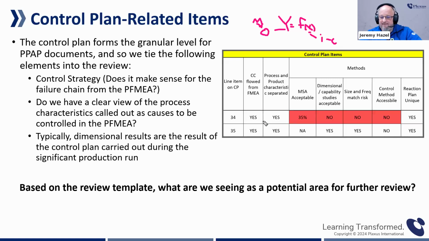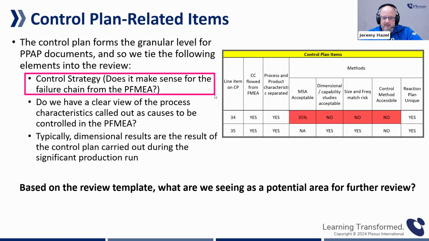So back with the DFMEA, that hole diameter is the output. That's the product characteristic. What I'm looking for here is, did they really do a nice job of identifying their process characteristics and augmenting the PFMEA? And when we look at the control plan, I'm intentionally looking at the control strategy. The control plan is the operational, granular definition level, let's say, of the FMEA, right?